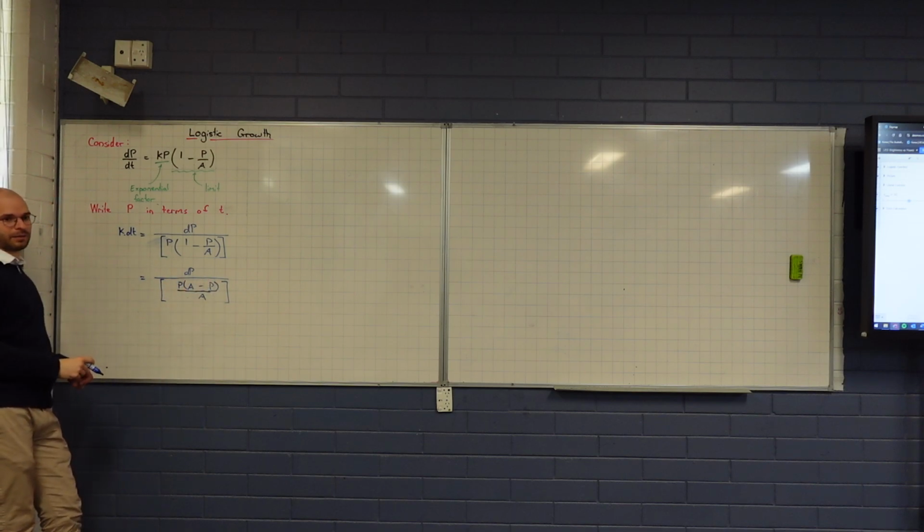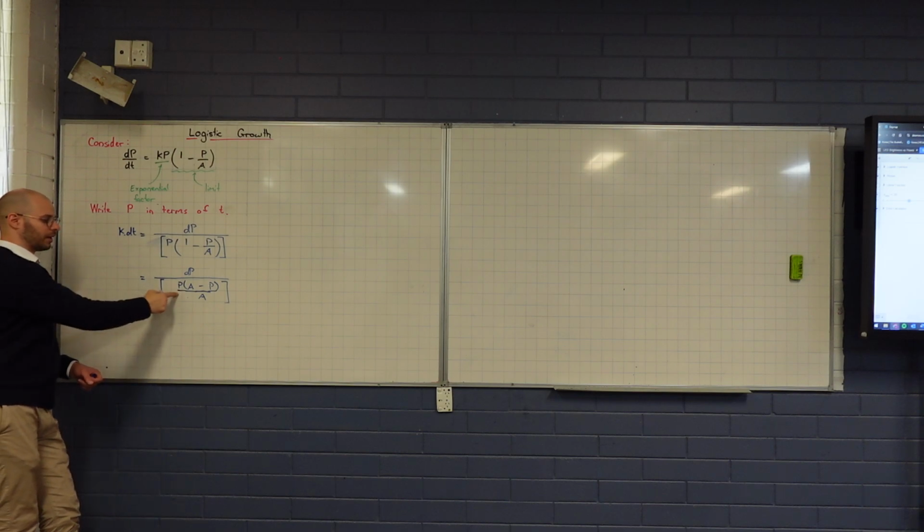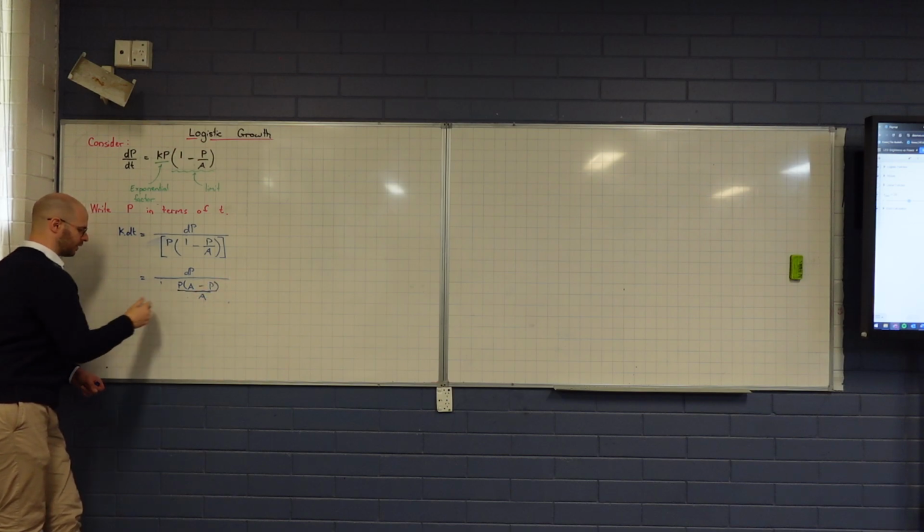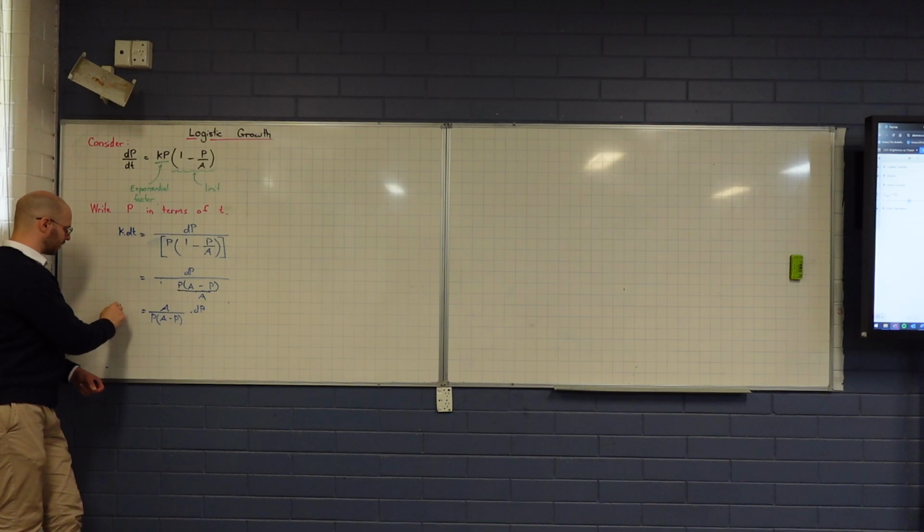So we go like that. Does that make sense? Now, if we're dividing something by a fraction, what do we do to the fraction? We flip it. So this is going to become a over p, a minus p, and then dp. And then the left-hand side is going to be k dot dt. And because we're in this form, we can, I guess, integrate both sides.